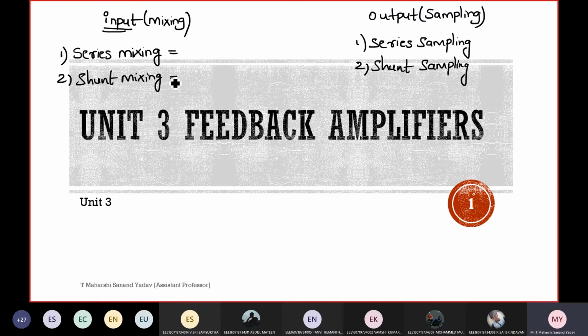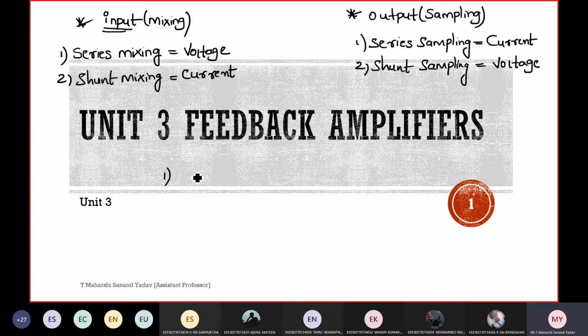Now, in the input side, if it is series, is it voltage or current? It is voltage. If it is shunt, it is current. Here, you reverse that. This becomes current, and this becomes voltage. Once you are perfect with this, you can write one long question easily from this unit. So there are 4 different kinds of topologies.